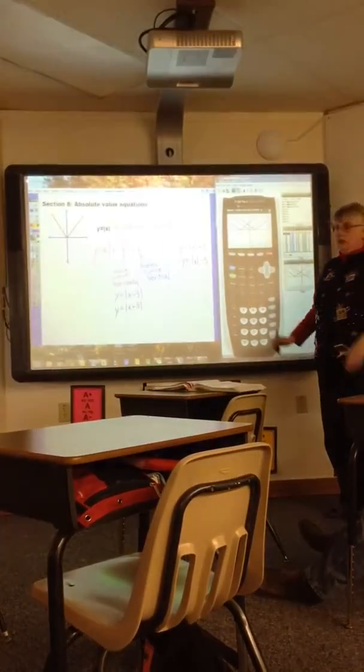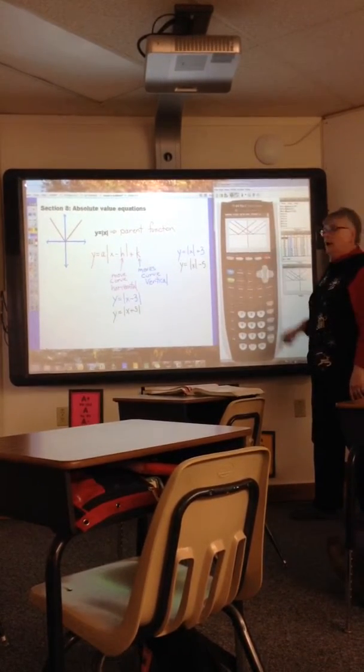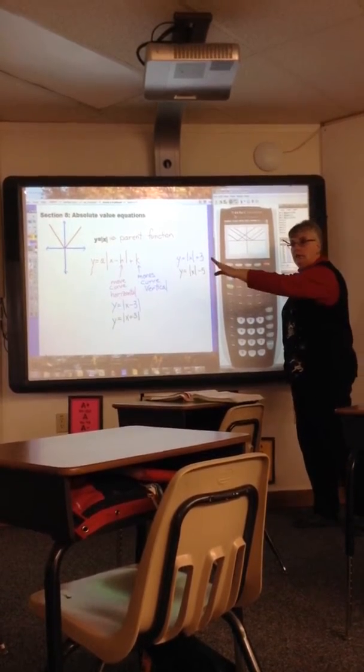Now, again, the red one is the parent. The blue one is how many units away from where the parent was? If you look at the red one, that's my parent. How many units away is the blue one? 3 units. Didn't it just get slid over 3 units? And if I look at the black one, how many units did it get slid? 5, but it moved left, didn't it?